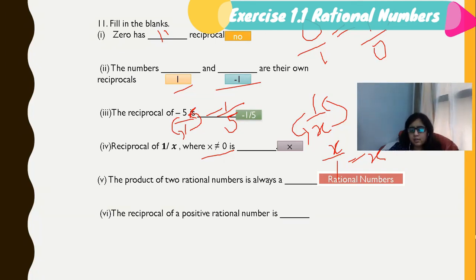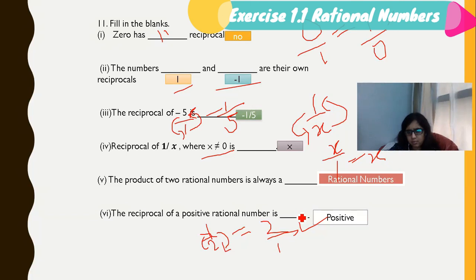So our sixth part is, the reciprocal of a positive rational number is blank. We have to find the reciprocal of a positive rational number. So we will assume any positive rational number. Suppose I assume 1 upon 2. 1 upon 2 is a positive rational number. It is a positive number. And when I find the reciprocal of this number, I will get the answer 2 upon 1. Why 2 upon 1? I have just changed the numerator to the denominator and the denominator to the numerator. And this is also positive. So we will say that the reciprocal of a positive rational number is positive.